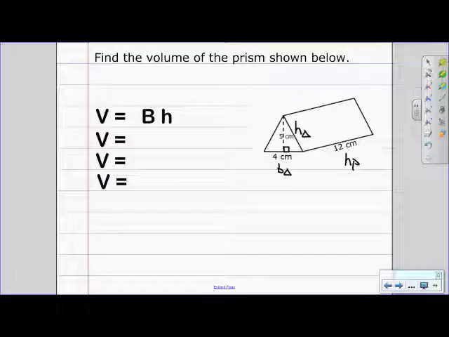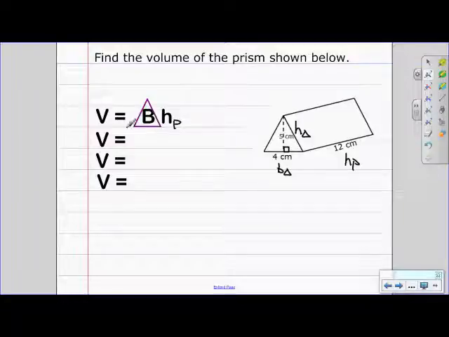Now let's take a look at the formula. So volume equals big B times H. And so big B means the area of the base. And so when I look at my base, it's actually a triangle. And the height, that is the height of the prism.